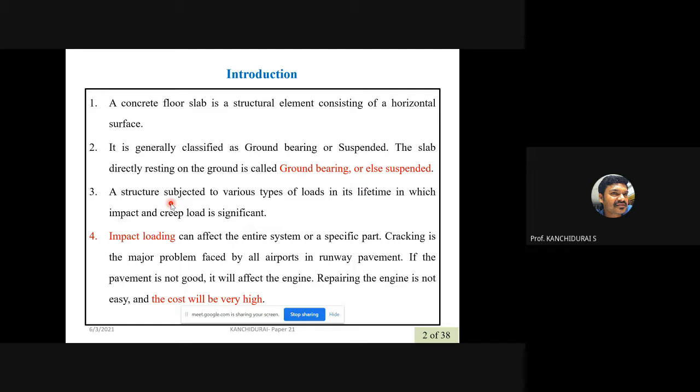A structure is subjected to various types of load in its lifetime, and due to that, it starts to get creep, impact, and shrinkage effects. Impact loading plays a very vital role for structural slabs. Strengthening the slab by adding strengthening material is very important, and wire meshes are what I have used in this project.